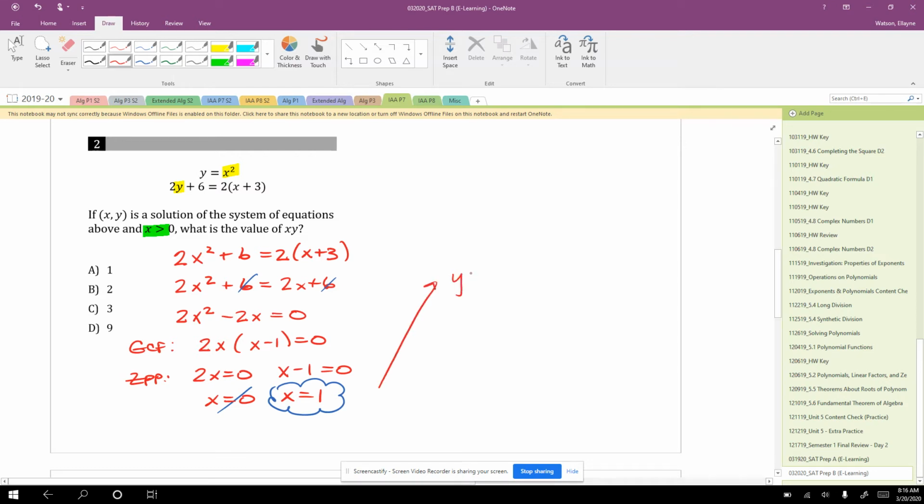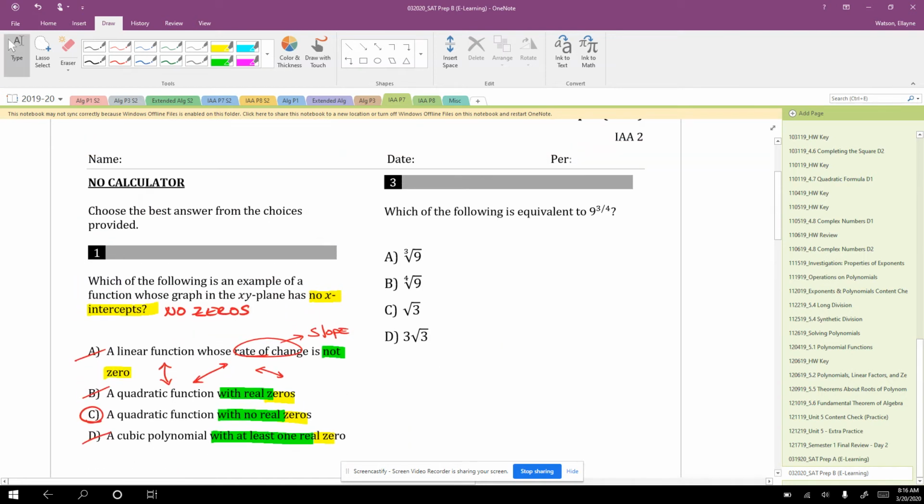Using the first equation, y is just equal to 1 squared, so y is equal to 1. So the question again is asking for the value of x times y. Well, x times y is just 1 times 1. So x times y equals 1. That's how we get A. All right, moving to the next one.